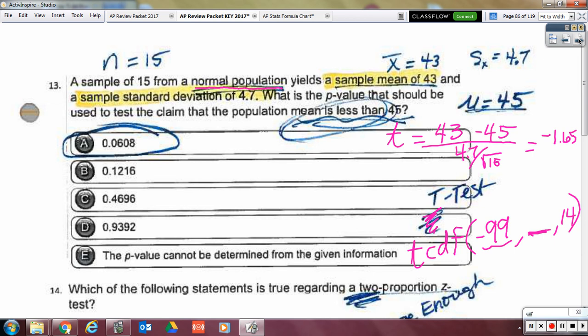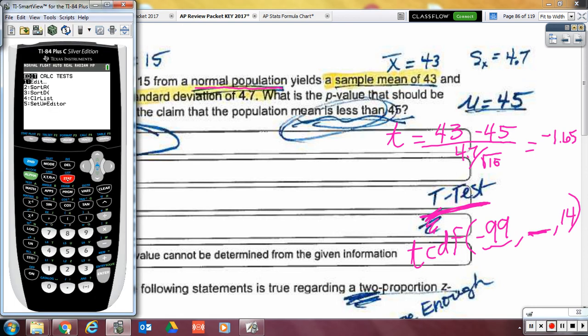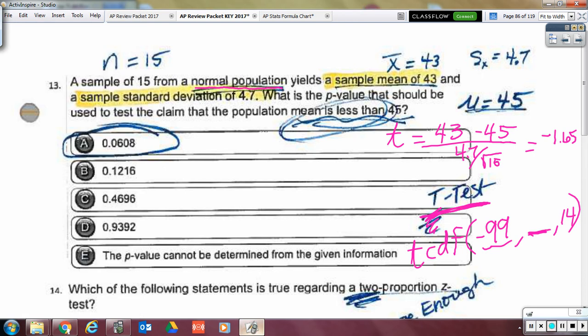So here I set up, you can do this in the calculator alone as a t-test. Go in there, stat, over to tests number two, and then you can fill in that information there. 45, 43 was your sample mean, then sample standard deviation 4.7, and sample size of 15. And what did it say? Less than. Okay, so there we go. That's what I did. I got 0.0608. So I got that number A.